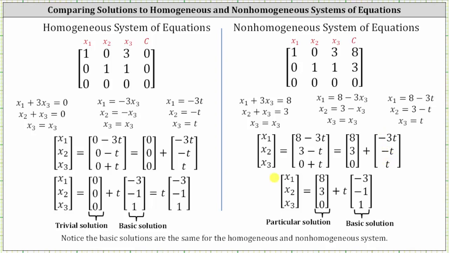So for the non-homogeneous system, this first constant matrix is called the particular solution, and the second column matrix being multiplied by t is called the basic solution. So notice how the basic solutions are the same for both the homogeneous system and the non-homogeneous system.